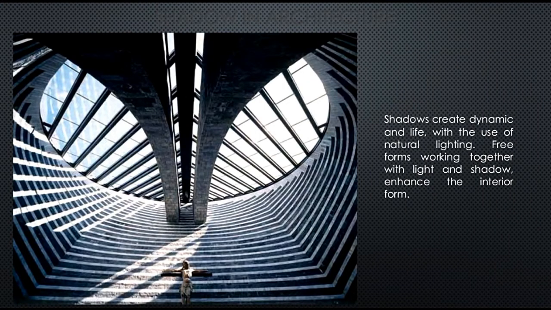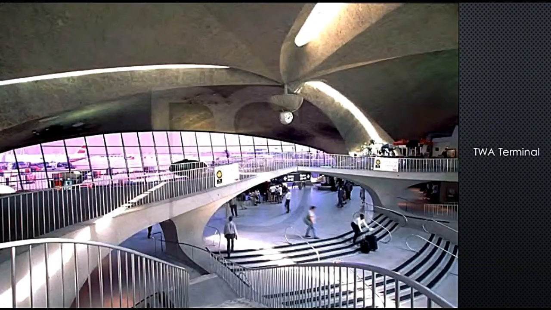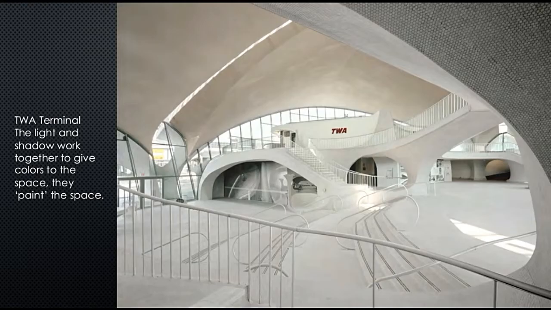Shadows create dynamic and life with the use of natural lighting. Three forms working together with light and shadow enhance the interior form. Transworld Airlines, the terminal, or the John F. Kennedy terminal. At the Transworld Airlines terminal, the light and shadow work together to give colors to the space, as they paint the space.